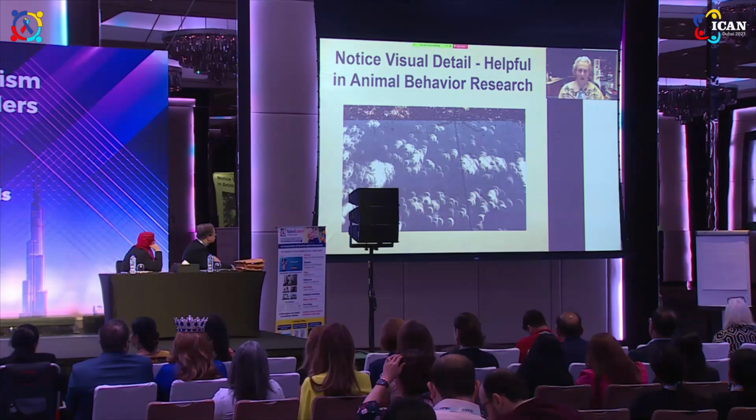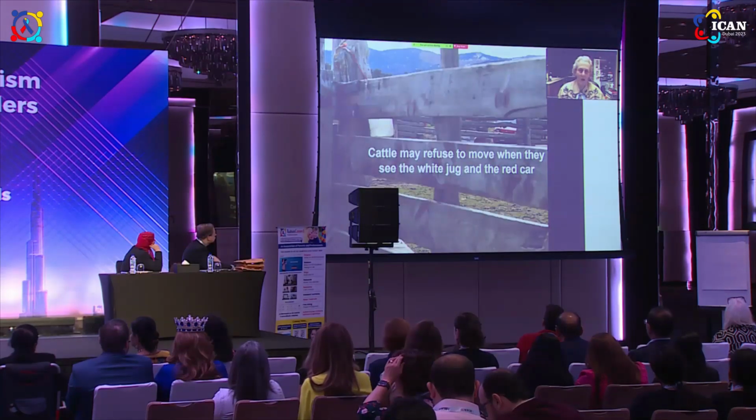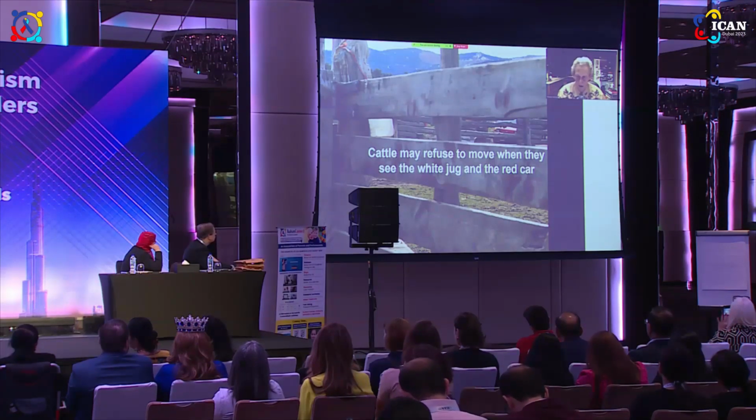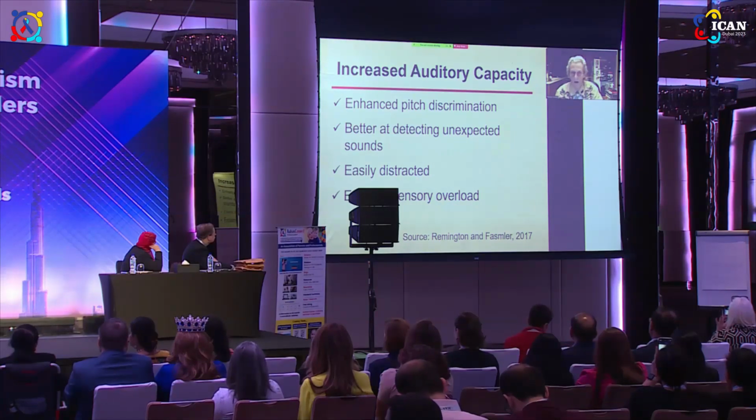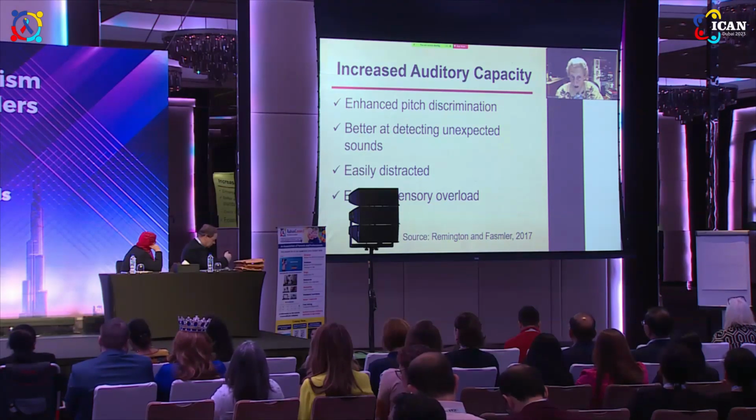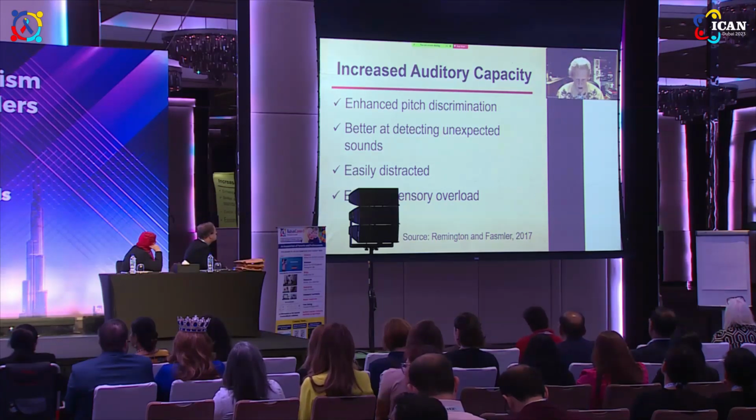The next slide shows 2 things that can bother cattle, like seeing a car through the fence, seeing a piece of red string, seeing a bottle there that might move. Little things that people don't notice. Also in autism, there's some better ability at pitch discrimination. There's been a lot of research that shows that these sensory things really, really are real.